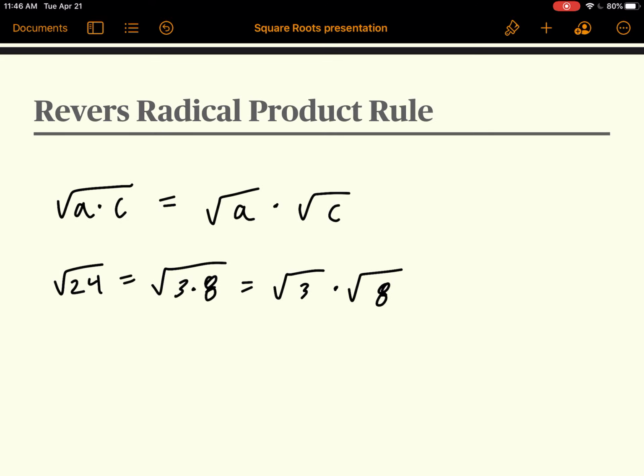Reverse radical product rule. The reverse radical product rule says that when you have the square root of a times c, you can break it back up to say the square root of a times the square root of c. Same goes for the number example. This is just an add-on step, so if you have the square root of 24, then you would need to break that up to the square root of 3 times 8, and then you would be able to do the square root of 3 times the square root of 8.